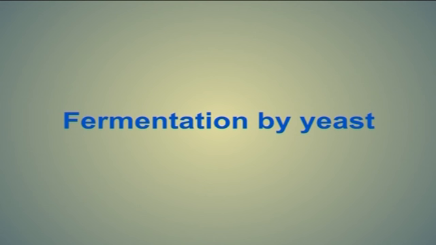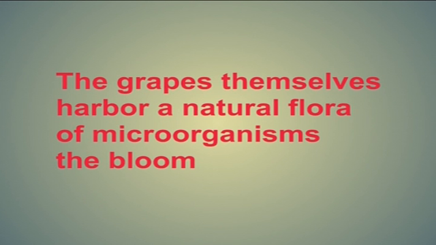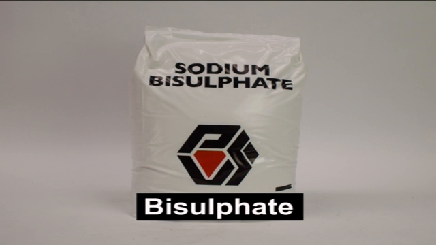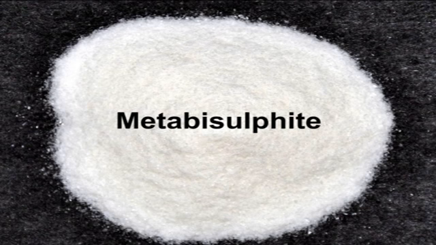Fermentation by yeast. The grapes themselves harbor a natural flora of microorganisms, that is called the bloom, which in previous times brought about the fermentation and contributed to the special characters of various wines. Nowadays, the must is partially sterilized by the use of sulfur dioxide, a bisulfite or a metabisulfite, which eliminates most microorganisms in the must, leaving wine yeasts.